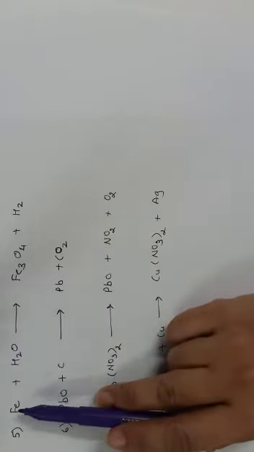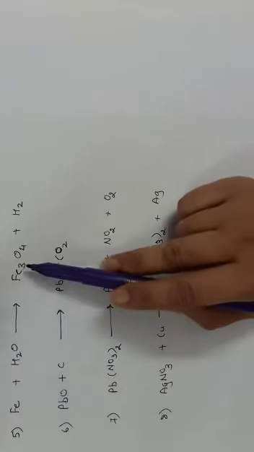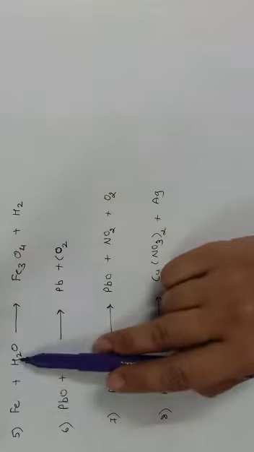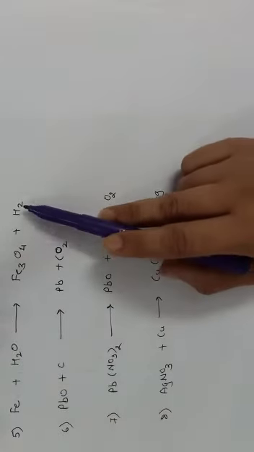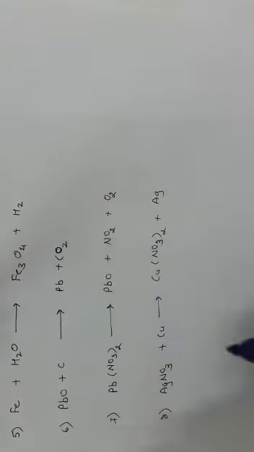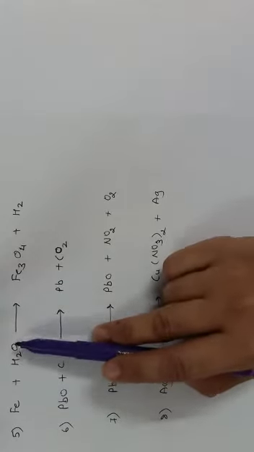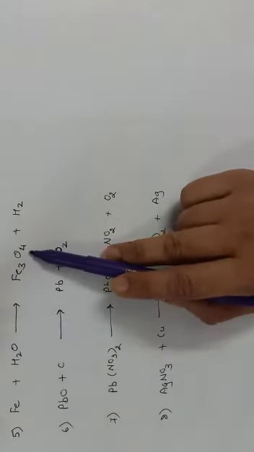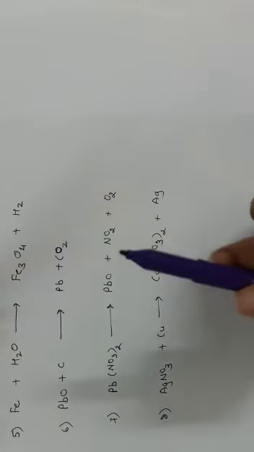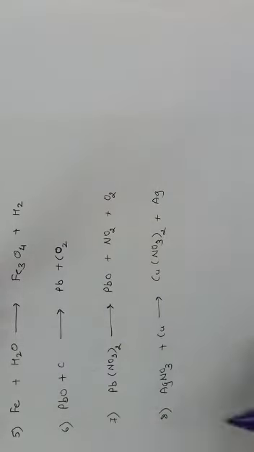Very first, iron: 1 on the reactant side, 3 on the product side. Hydrogen: 2 on the reactant side, 2 on the product side. Right now it is balanced. Oxygen: 1 on the reactant side and 4 on the product side. So I will choose iron and oxygen first to balance, because generally in a complicated equation we choose that element which has the maximum difference in its numbers.